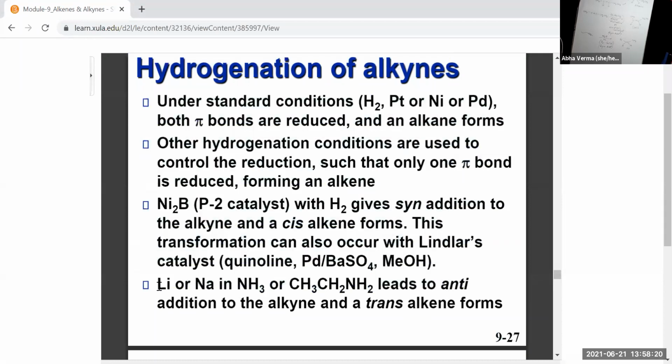Now, lithium or sodium, we will only use these reagents in ammonia or an amine kind of a reaction. Do you all remember your functional groups? What kind of an amine is this? Primary, secondary, or tertiary? Anyone?